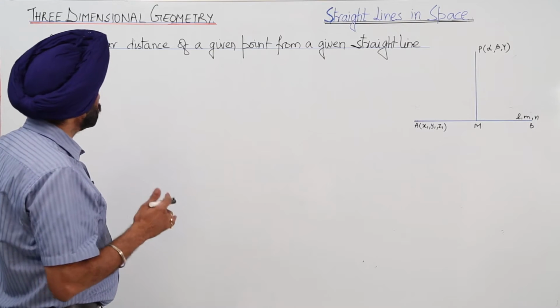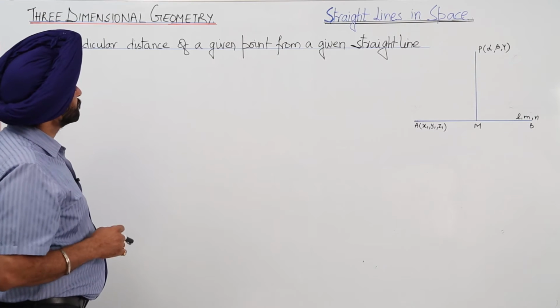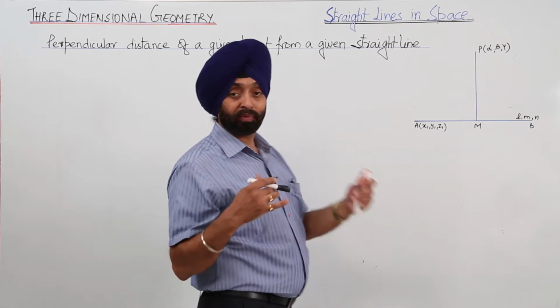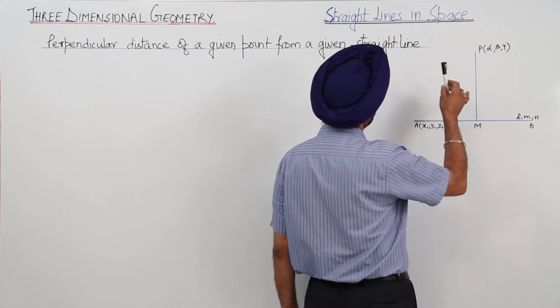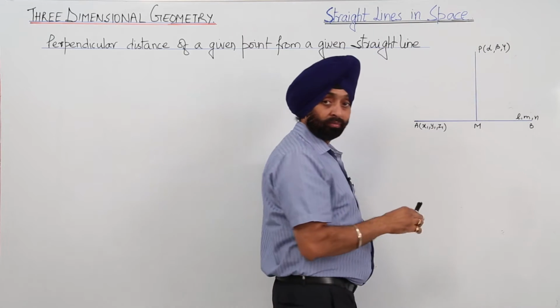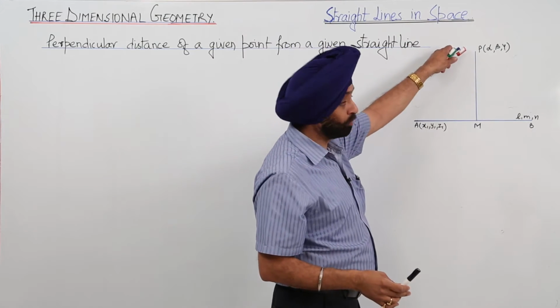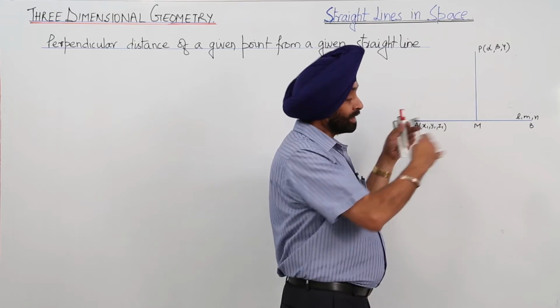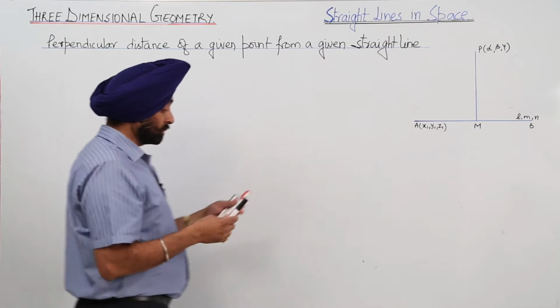Now, how to find the perpendicular distance of a given point from a given straight line? In this figure, what type of question can we have? We have an equation of this line and a given point. Suppose we have to find the foot of the perpendicular, then the coordinates of point M will be found. Like this, let's see how to use the concept.